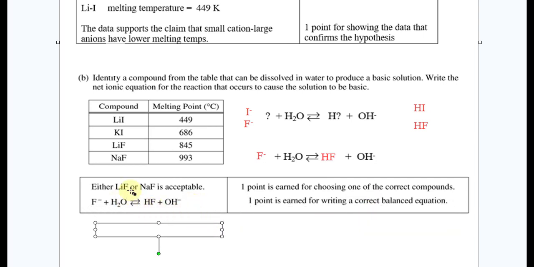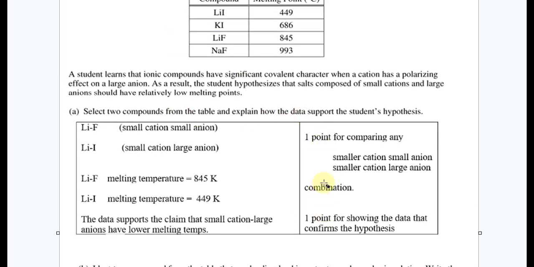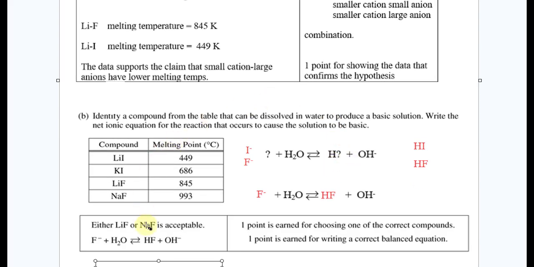The fluoride ion is charged. Hydroxide's our base that we made. Identify a compound. We picked one. 50-50 chance, but we picked the right one. And then write a net ionic equation that shows what's happening. Now, thinking about this, 2 points here. Pretty easy. I think this last question was a bit tough, but again, you had a 50-50 chance. That would give you 3 out of 4.